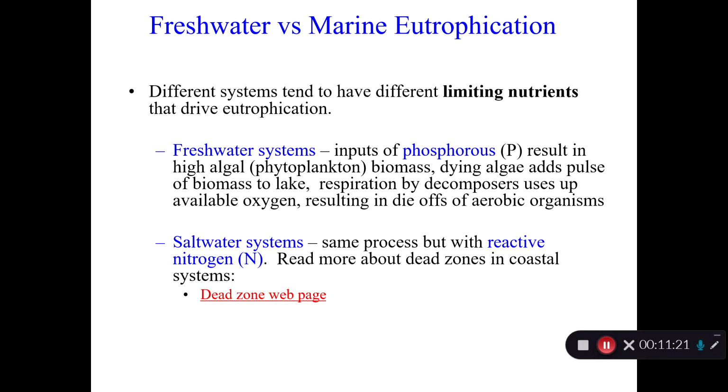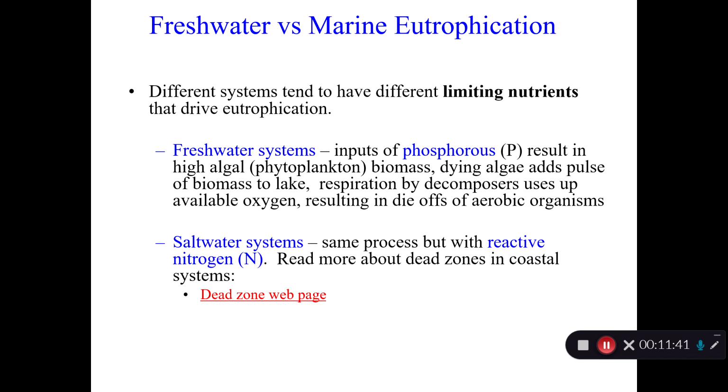Now, why are these two groups? Why did we talk about both phosphorus and reactive nitrogen? It's important to think of those two as separate, even though the process of eutrophication overall is the same, because they tend to be different in terms of the systems that are impacted.